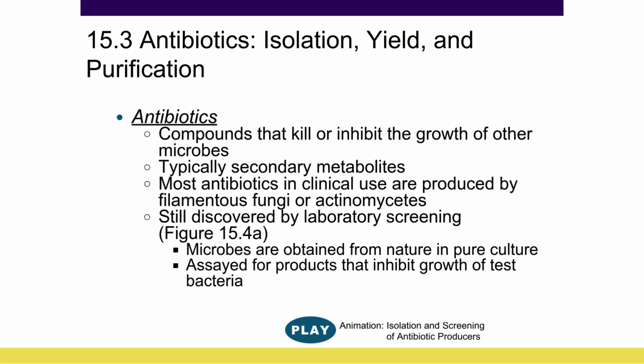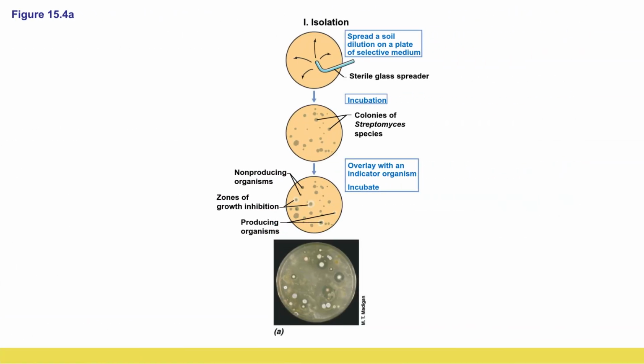New antibiotics are still discovered through laboratory screening, as shown in Figure 15.4a. In this process, microbes are obtained from natural environments like soil and isolated into pure culture. They are then assayed or tested to see if they produce substances that inhibit the growth of test bacteria. Figure 15.4a illustrates the first step in antibiotic discovery, which is isolation.